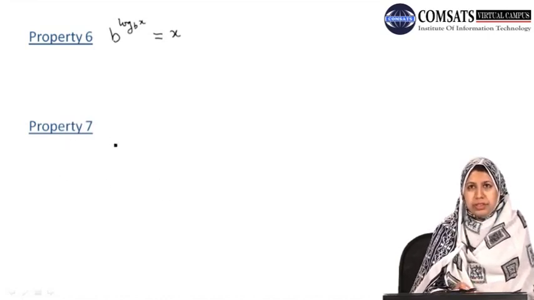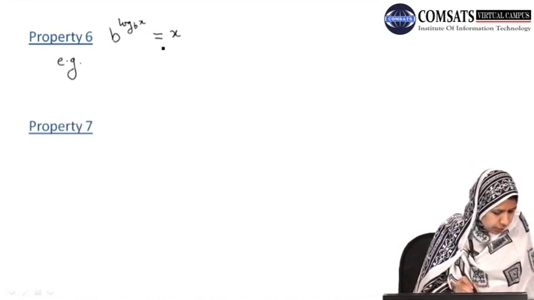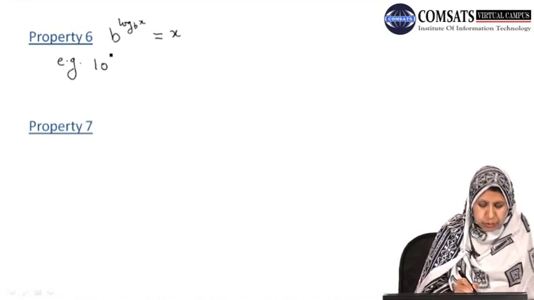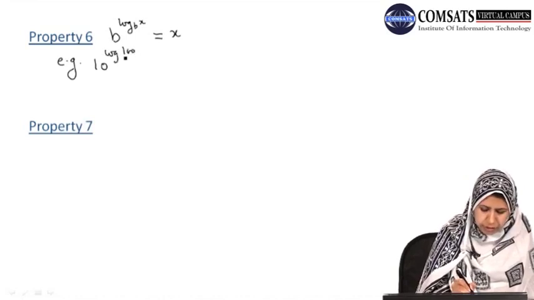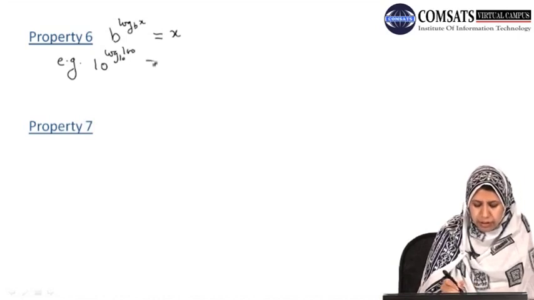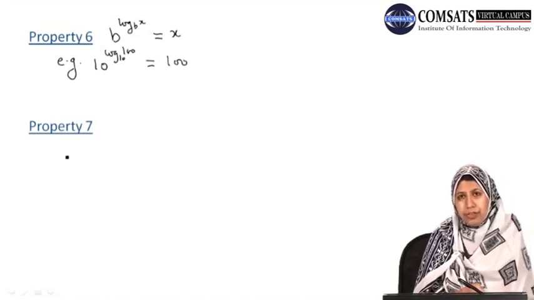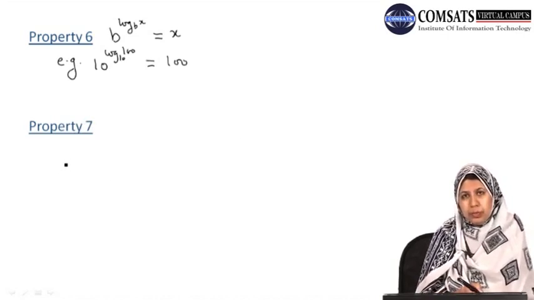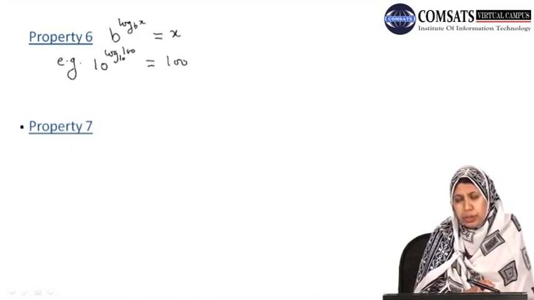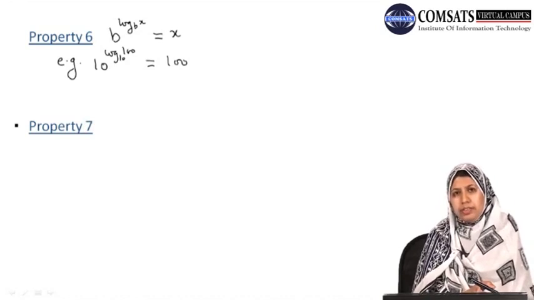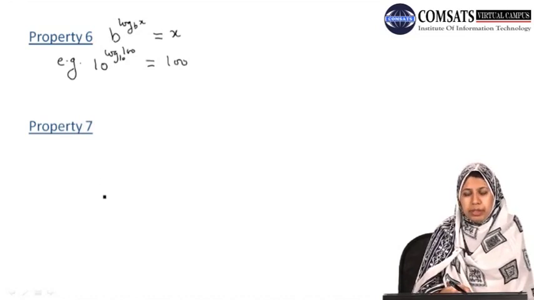And we can verify this result by using the equivalent exponential form. For example, if we have 10 with the exponent as log of 100 to the base 10, then we will obtain the answer 100. So if we have some number b with the exponent as the log of the same base b, then we are left with only the number x.